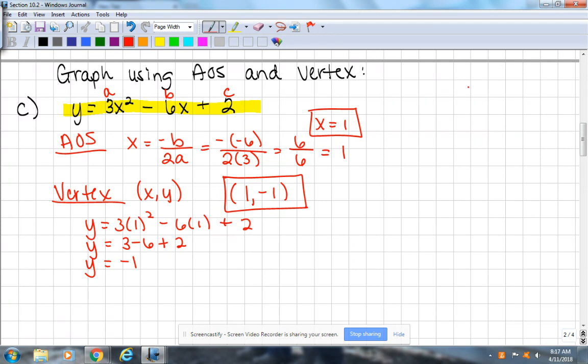So after I've got my vertex, you can go ahead and start working on the graph a little bit. So draw your x and y axis, please. Look how straight my lines are. That's like perfect, and I would never do that again.